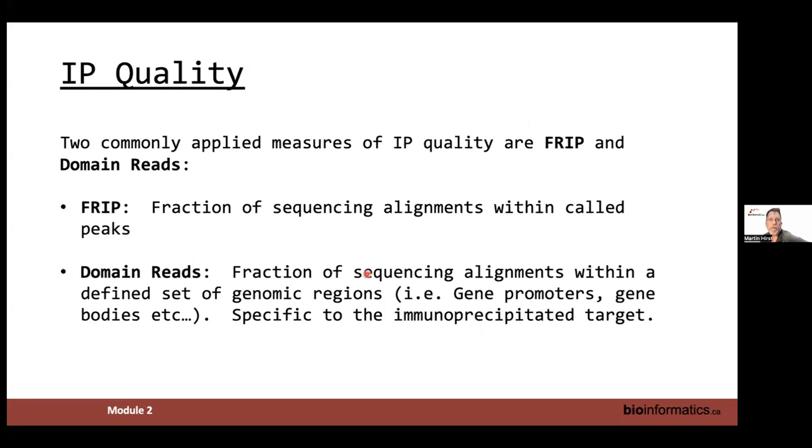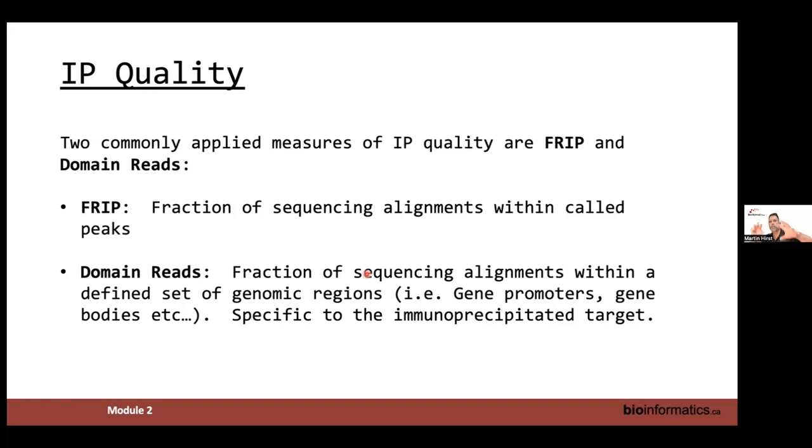What is the other quality metric that we can use? And that is IP quality. So how do we know that the IP itself enriched for features in the genome? There are two common ways we do this. One is called a FRiP score. So FRiP is the fraction of sequence alignments that actually are called within peaks.